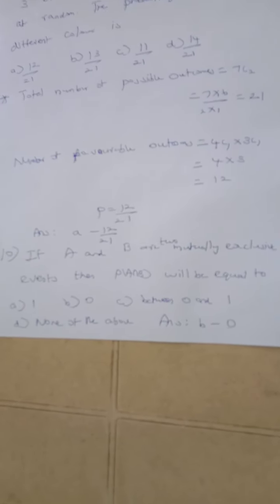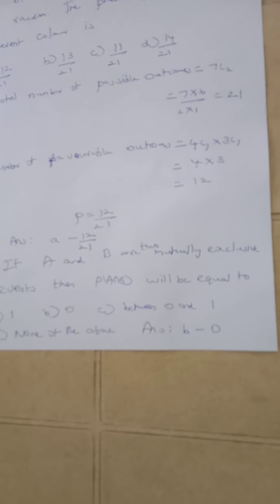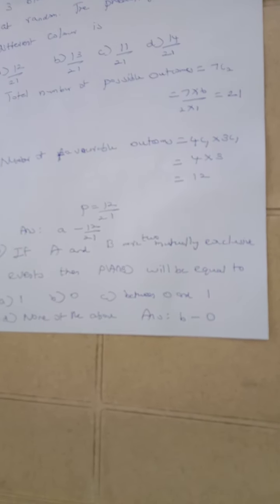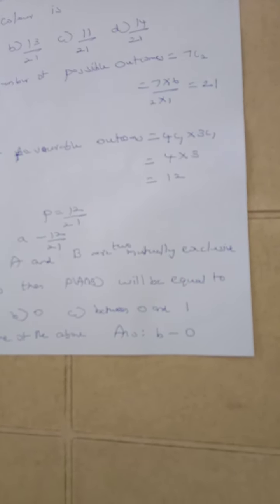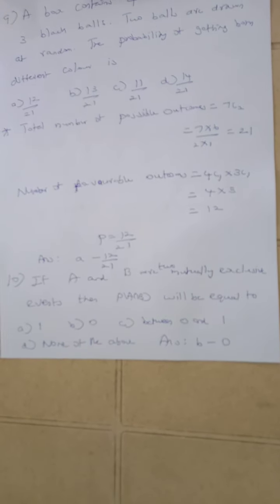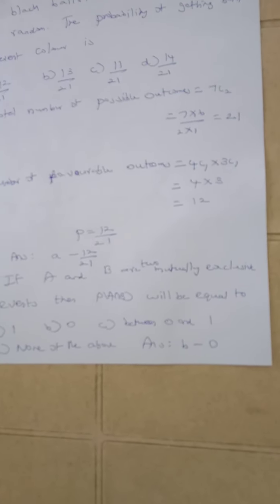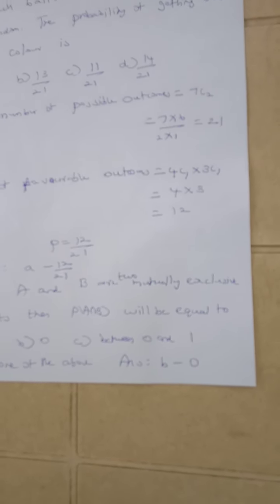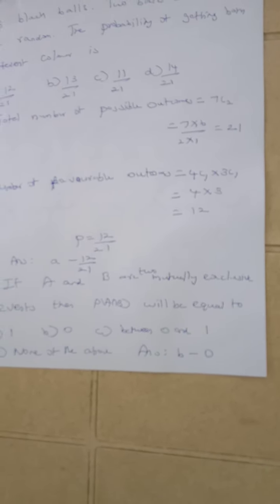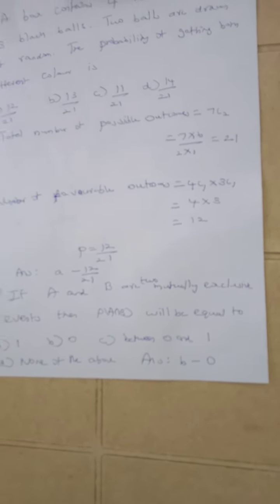So now we are moving to the last question of this video. A and B are two mutually exclusive events. The probability of A intersection B will be equal to option A 1, option B 0, option C between 0 and 1, option D none of the above. So if any two events A and B are mutually exclusive, which means they have nothing in common, then probability of A intersection B will be equal to 0. So the correct answer is option B, 0. So in this video we have seen 10 questions regarding probability.